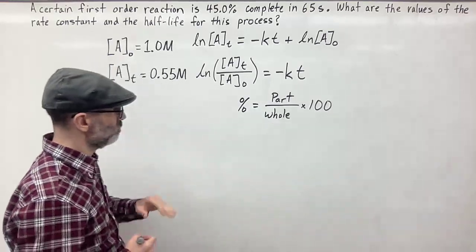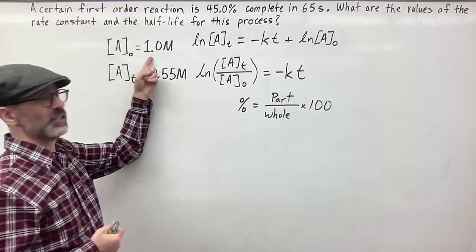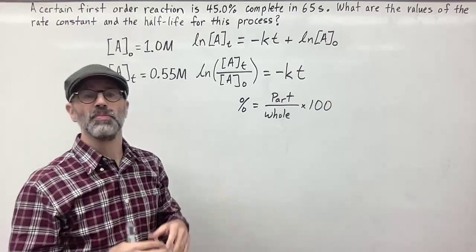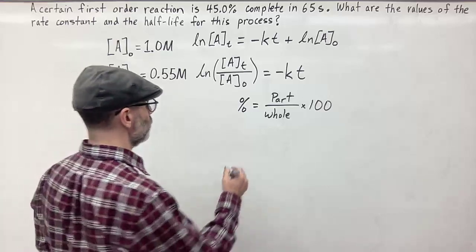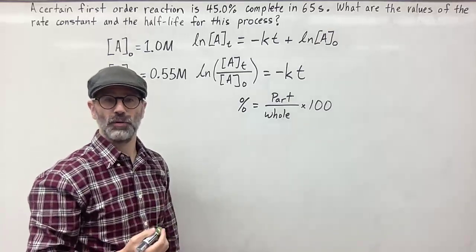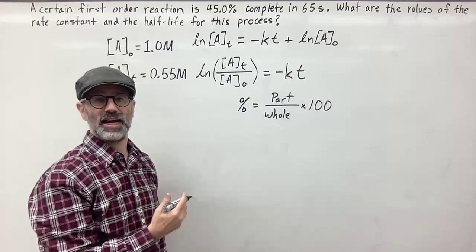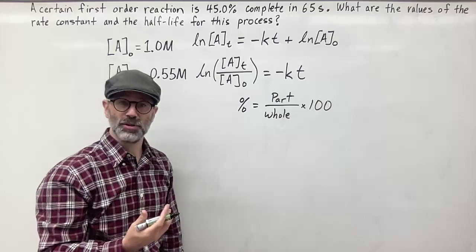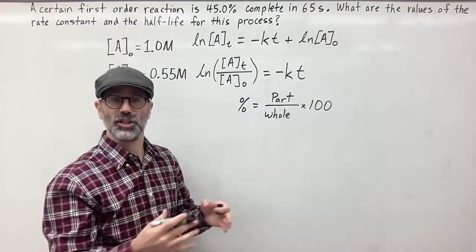So the whole, we can choose whatever that whole is. Again, that's the initial concentration. We can choose it to be 1.0 molar. We could choose it to be 10 molar. We could choose it to be 3 molar, but 1.0 molar is a nice, easy number to work with. The percentage is going to be 55% that's left over. The part is what's left over after the reaction has gone on for a little bit. In this case, we're told that 45.0% is complete, meaning that 45% of the reactant concentration is gone.